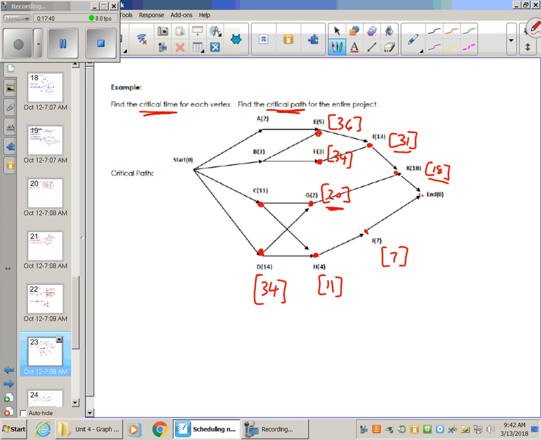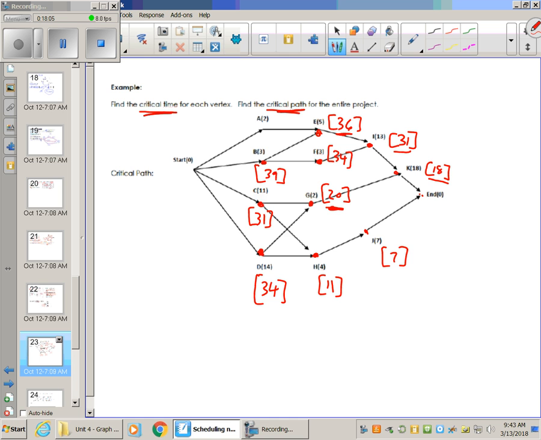If I'm looking at vertex C, I have to add that 11 to one of the other critical times, and I'm going to add it to the biggest of the two that it's pointing to. I'm going to add it to that 20 again. So 11 and 20 make 31. Vertex B is pointing to two vertices. Again, which one is the biggest? It's going to be E with 36. So that'll make this 39.